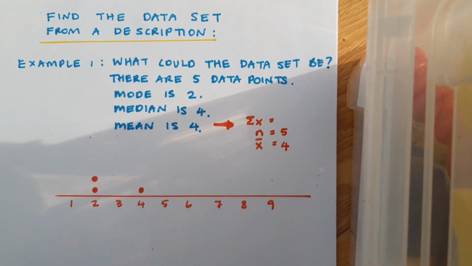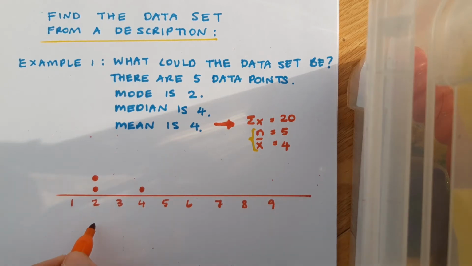So now I can work out what summation x is. And don't forget, to calculate summation x, I should multiply n by x bar. And in this case, that's going to give me 20. So when I have my 5 data points marked in, they should total up to 20. Let's see what I have so far.